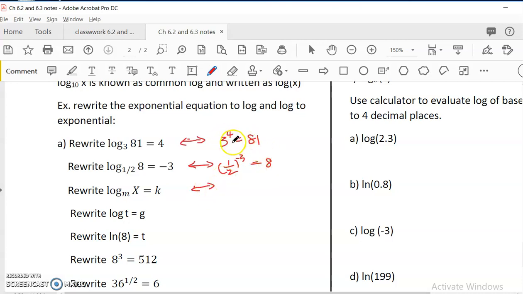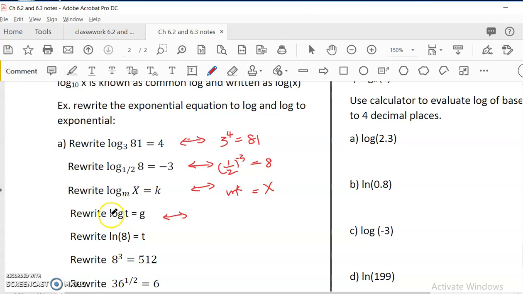One is called the log notation. This is the log notation. This is exponential notation. So my base is m. The exponent was k and equal to x. So xy, yx. Got the idea?